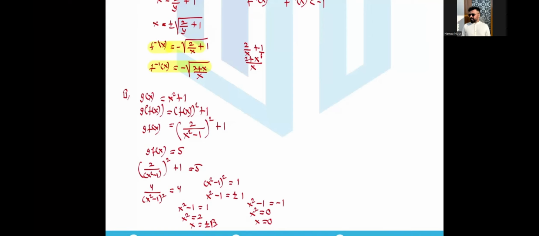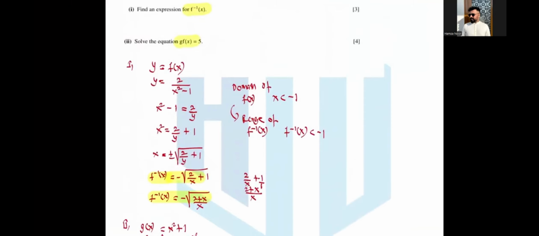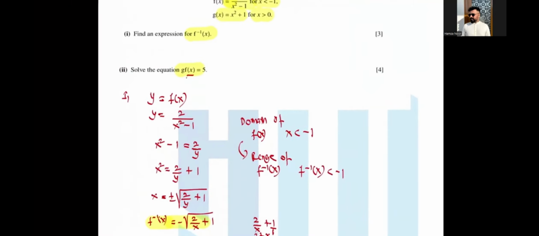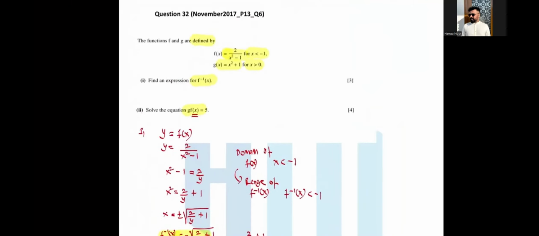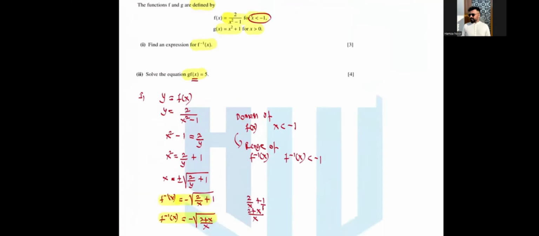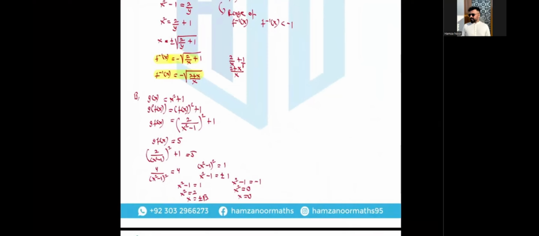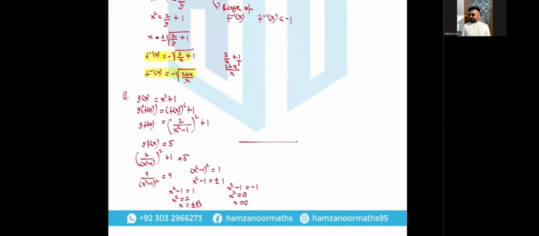However, we need to consider the domain of the inner function. So the inner function is basically f(x), and the domain for the inner function is that x is below −1. So our answers would be according to this domain of the inner function, x is below −1. Okay, so for that purpose, I'll make a sketch over here. Let's say this value is −1. So x being below −1 means the inequality would look something like this.